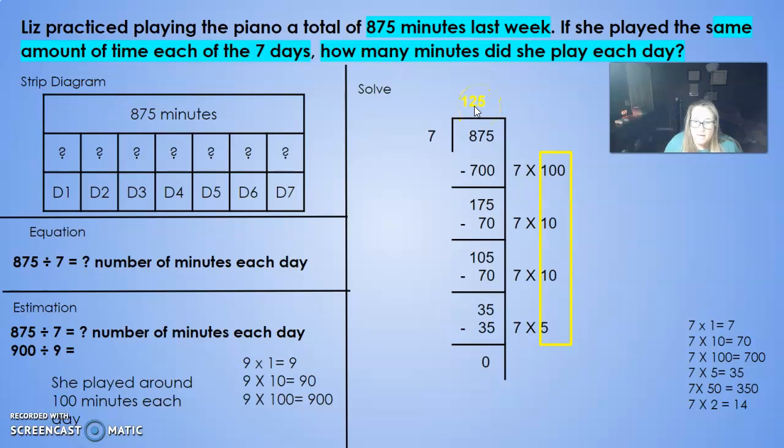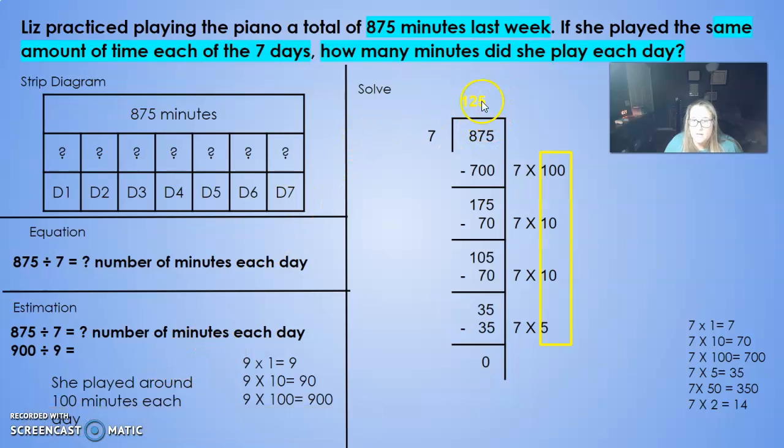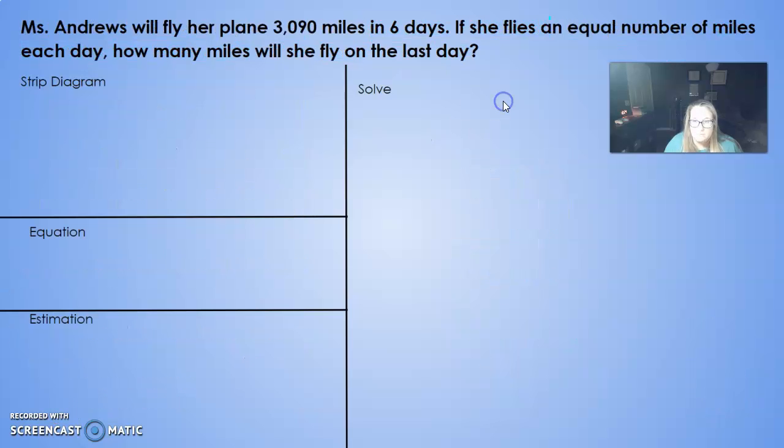So I'm going to compare that to my estimate of 100. 125, that's pretty close. So I know that my answer is reasonable. So my answer is, how many minutes did she play each day? She played 125 minutes. So let's look at another one.